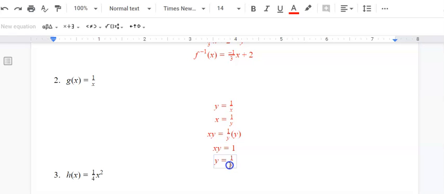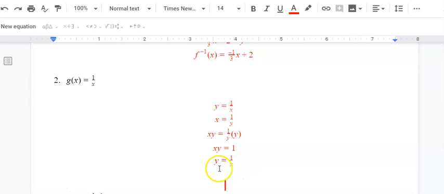I don't know why I copied that one. That's not the right one. It's the same as your original function. So this rational parent function is its own inverse. And it is a function, of course, because that's your rational parent function.